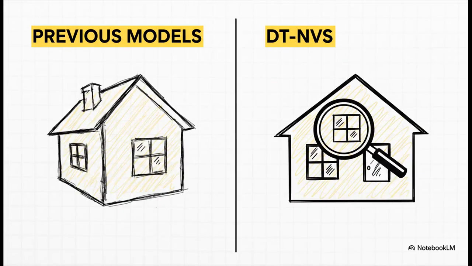But forget the numbers for a second, because just looking at the results tells the real story. The older models often spit out stuff that's kind of blurry, or they get the scale all wrong. Things just look weird. DT-NVS, on the other hand, creates scenes that are sharp, they make sense geometrically, and they're just way more stable and coherent. The difference is night and day.